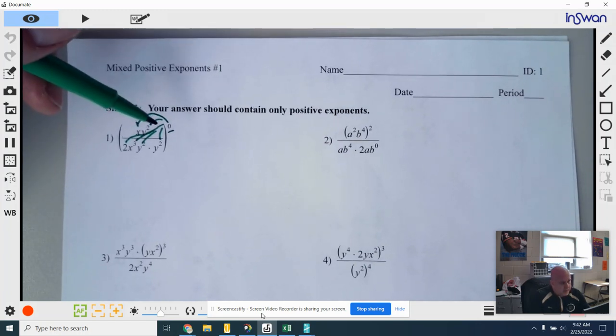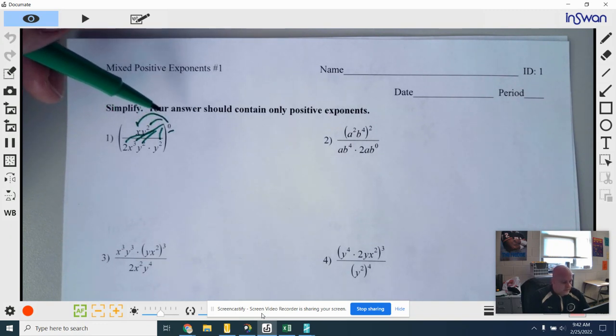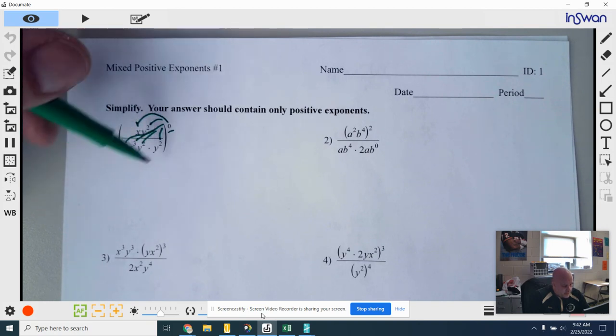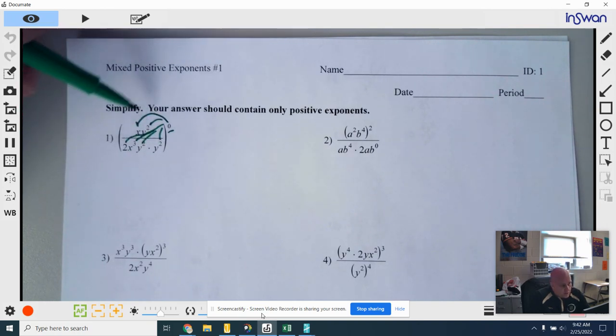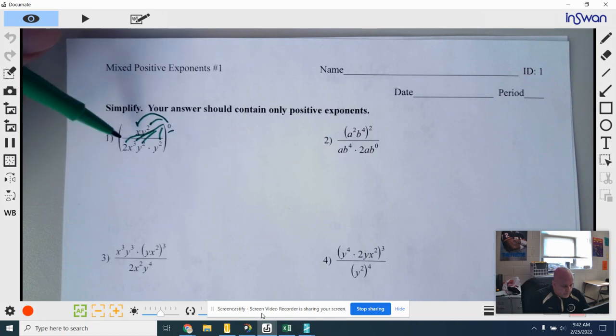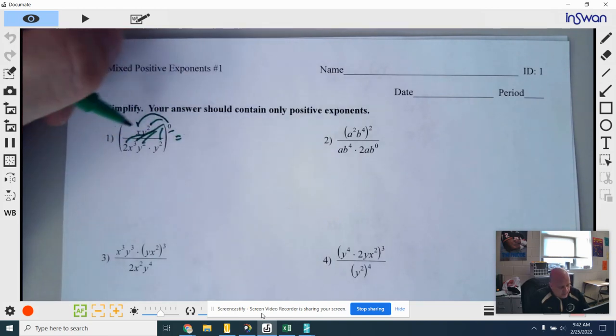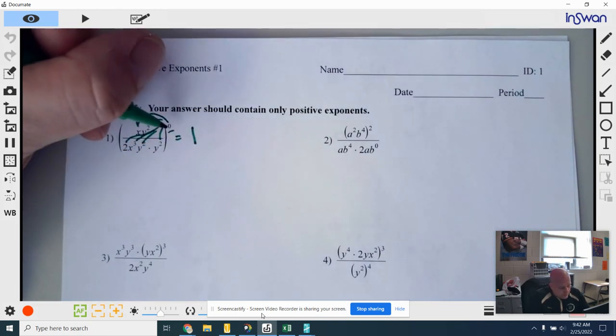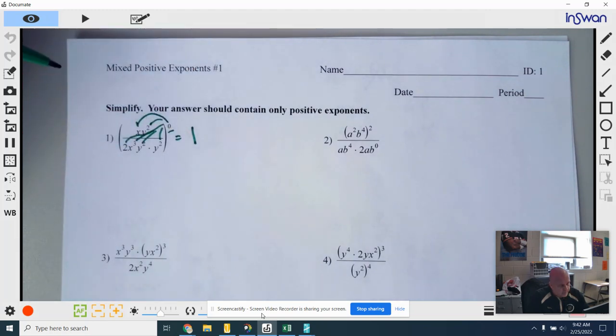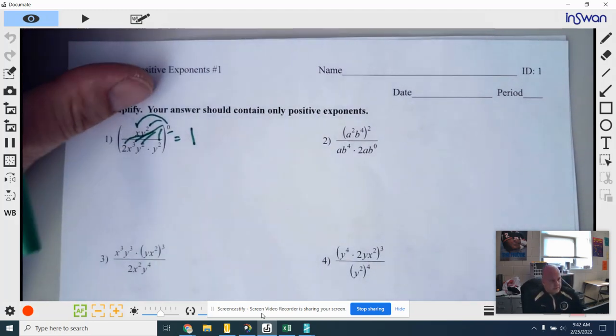But hopefully by now you have learned that anything to the power of 0 just equals 1. Because this entire piece inside here is all raised to the power of 0, it doesn't matter what's in there. It means everything in there is going to be equal to 1. And 1 times 1 times 1 times 1 divided by 1 times 1 is still 1. So very easy. There's like no work there whatsoever. You know the whole thing is equal to 1.